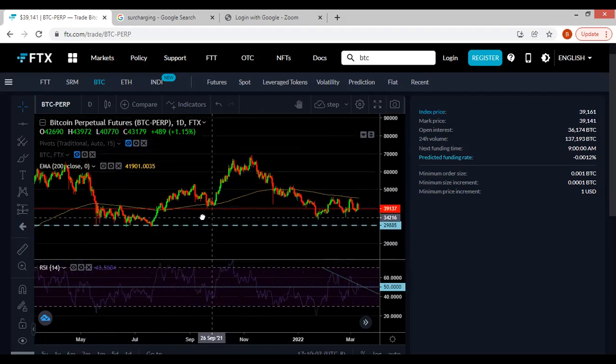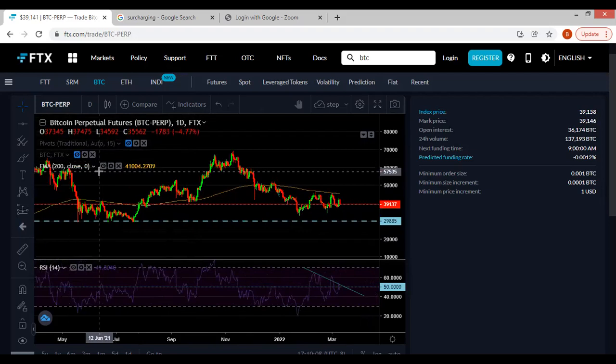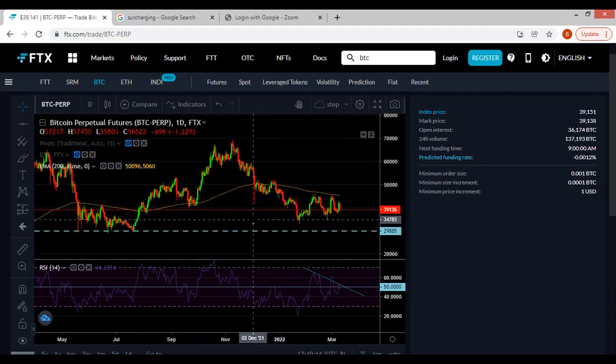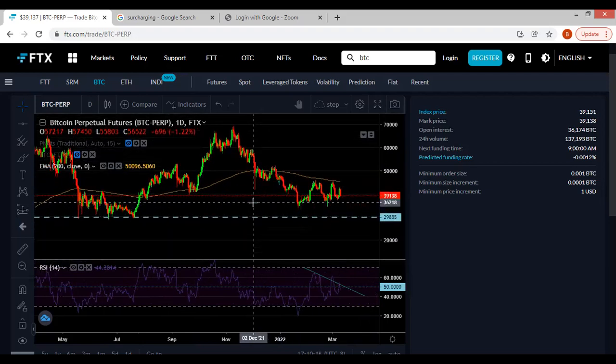So this 200-day exponential moving average on the daily time frame helps me to filter the noise and let me know correctly what is happening in the market. So one of the tools that helps you to do that is the exponential moving average.